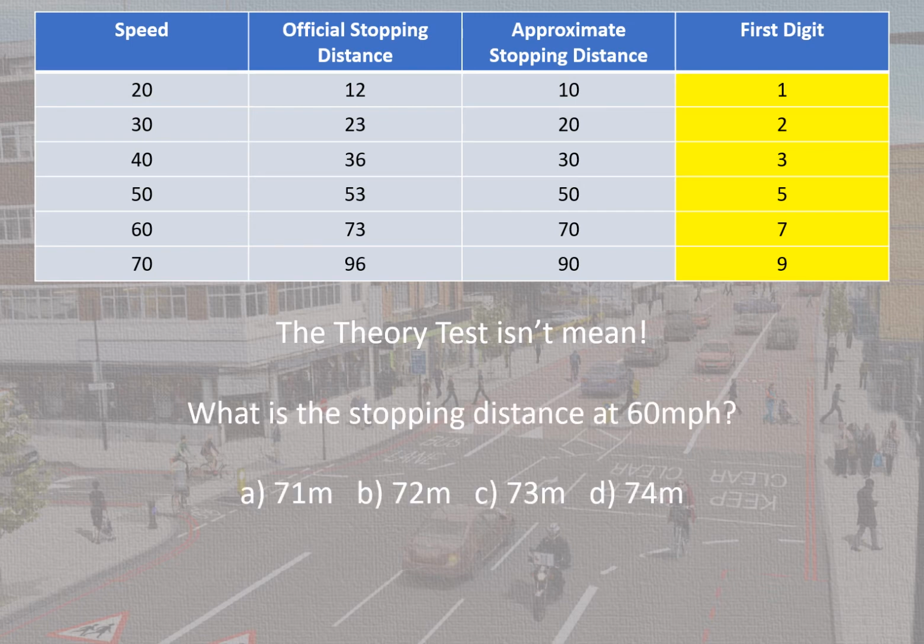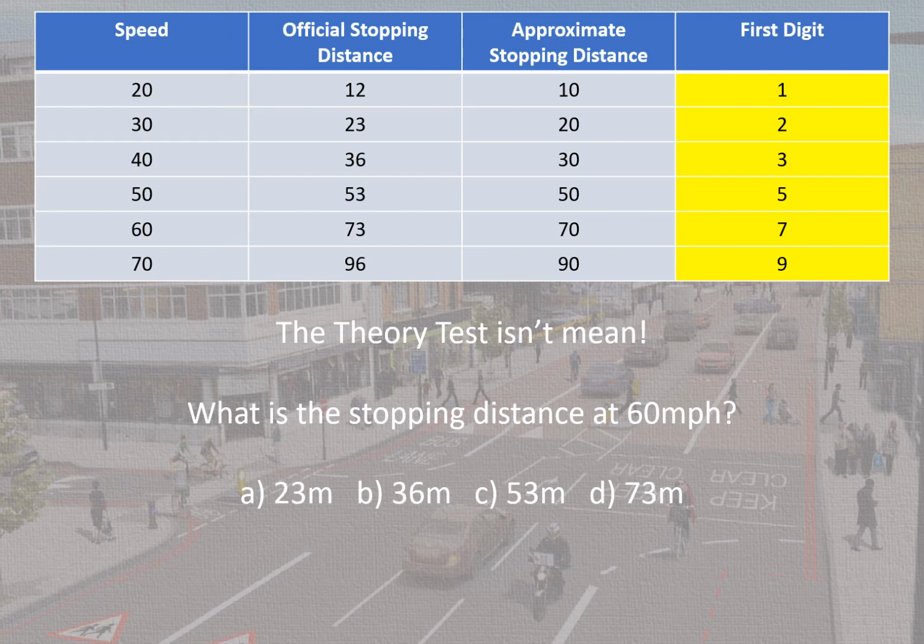Here's a mean question. What is the stopping distance at 60 miles an hour? Is it 71 metres, 72 metres, 73 metres, or 74 metres? Using our method, we wouldn't be able to work it out because we'd only have the first digit of 7. But theory questions aren't that mean.